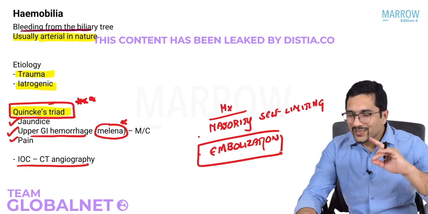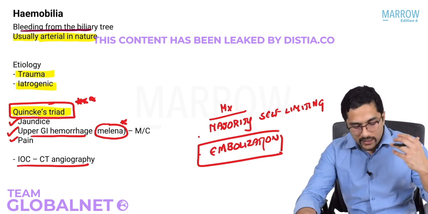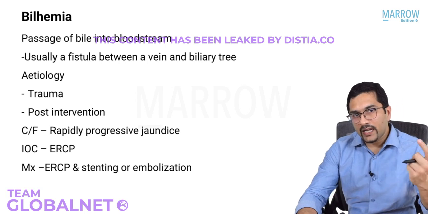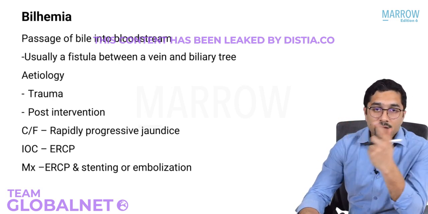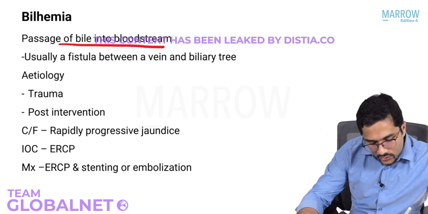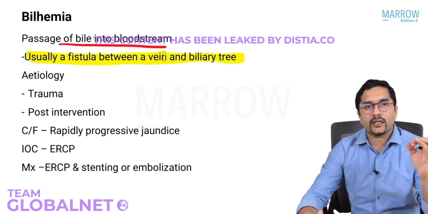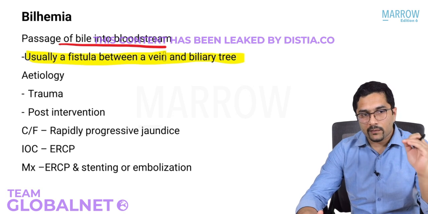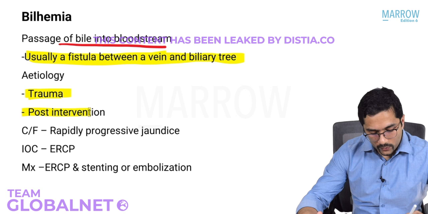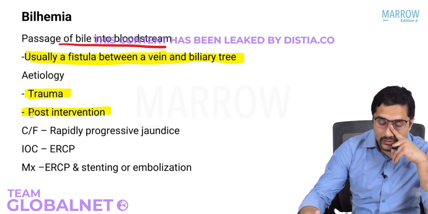The other term, and these two terms can be very confusing, so I want you to have clarity. Hemobilia is bleeding from the biliary tree. Bilhemia is when bile enters directly into the bloodstream. When bile enters into the bloodstream, this is usually through a fistula between the vein and the biliary tree. So a fistula between the vein and the biliary tree is the cause of this. And it occurs due to trauma or post-interventions. Interventions like PTBD can also give rise to this.